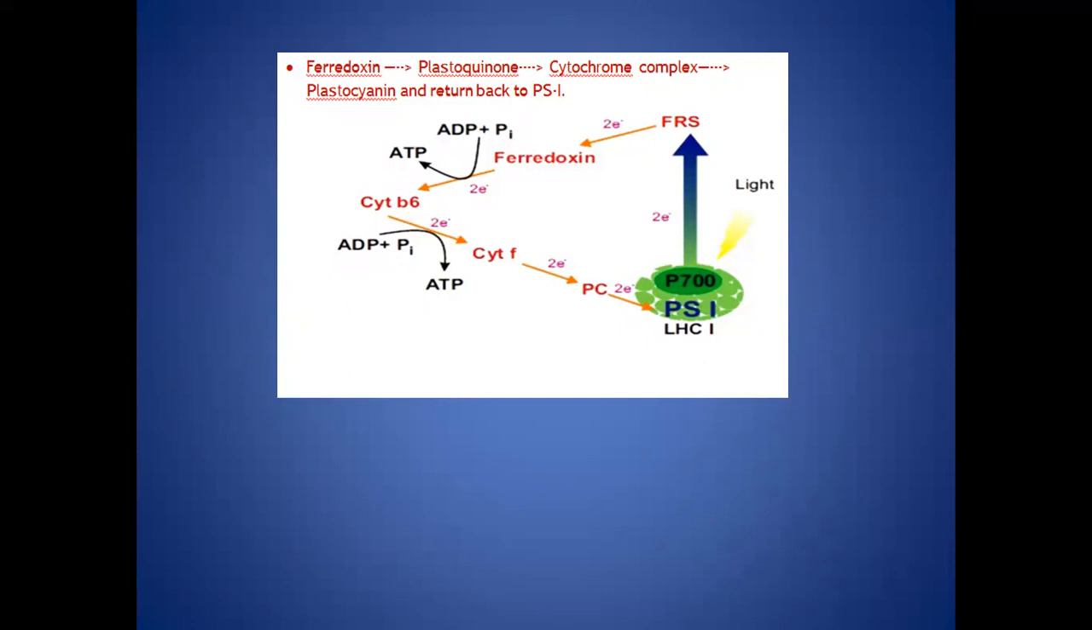And again, the electrons will reach the same reaction center. Like this, it's the cyclic photophosphorylation, where ATP is formed. Here, no NADPH and no splitting of water molecules will be taking place.